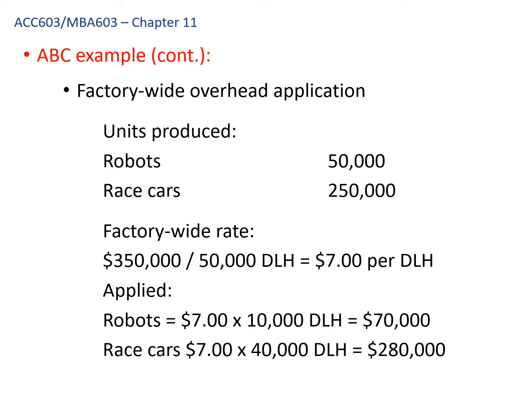So I can come up with a factory-wide rate. Okay, so I have that 350,000 divided by 50,000 direct labor hours. That's $7 per direct labor hour. So we've done that before. That's a predetermined overhead rate that we'll use for applying the overhead. So let's say during the year we produced 50,000 robots and 250,000 race cars. So the robots are going to get $7 times 10,000. That's $70,000 worth of overhead. And the race cars will get $7 per direct labor hour times 40,000, or 280,000. So that's how we're allocating the 350, based on direct labor hours.